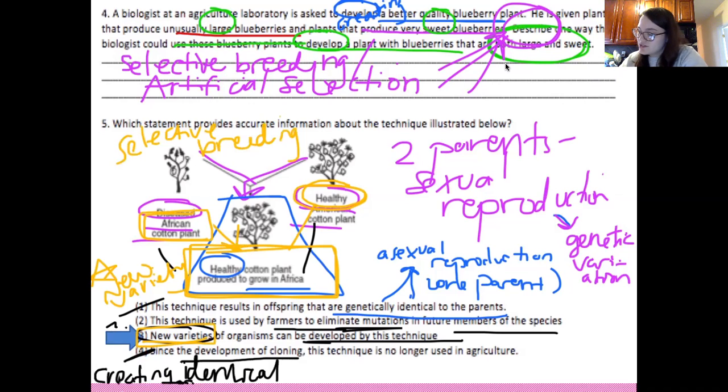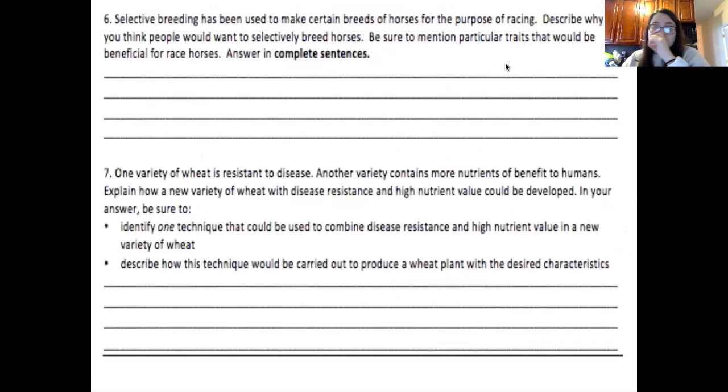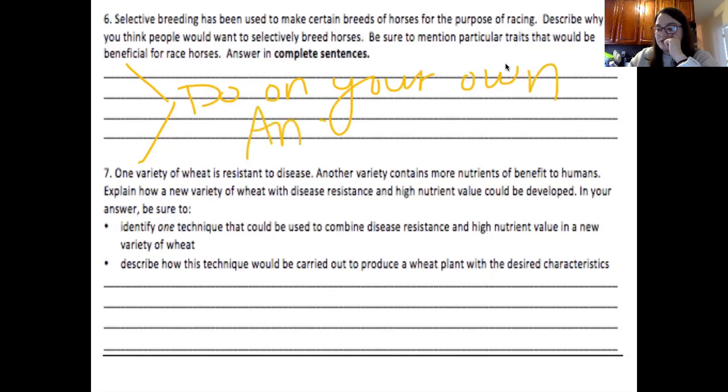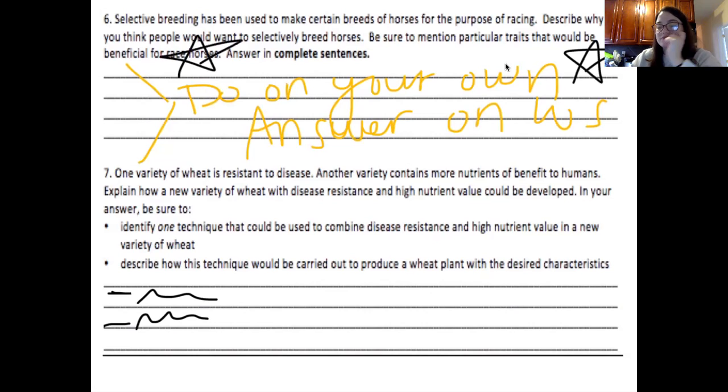All right, number 6 and number 7, I'm not going to go over. I want you to do them on your own. So read through number 6 and 7, do on your own, and answer on your worksheet. For number 7, I will say it's easier if you break this down and answer it by bullet point. So answer the first question as one bullet point, answer the second question as one bullet point. All right, but once again, do these on your own and I will check them tomorrow.